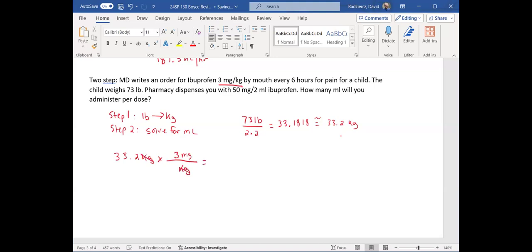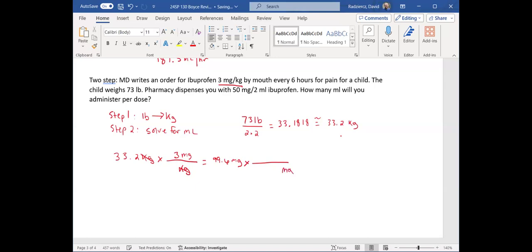And so that's going to give me 99.6 milligrams. Now you know what to do from here because you've done this 100 times. The order in a roundabout way or in a long way is to give them 99.6 milligrams. You could even say 100 milligrams. But if we're being very, very precise, we're going to do it this way.